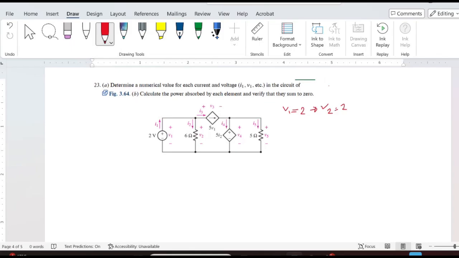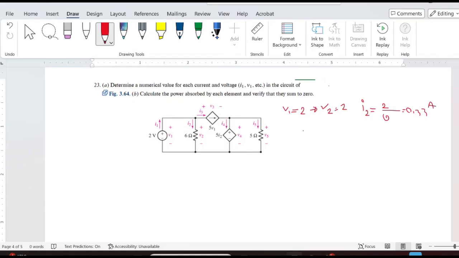Now, moving forward, now that we figured out the voltage of V2, we can use Ohm's law to calculate the current I2. I can write down I2 equals V2, which is just 2, divided by the resistance value of 6 ohms. So this is going to be 1/3 or 0.33 amp.